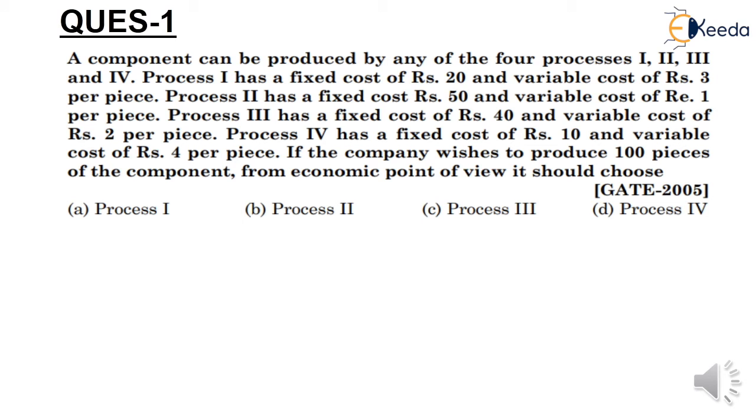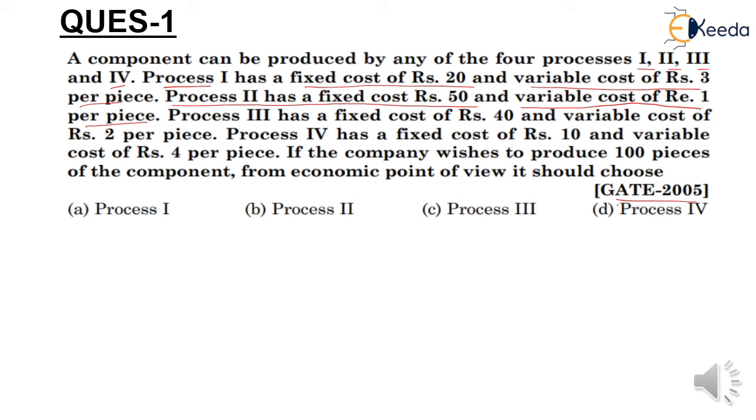Question 1. This question was asked in GATE 2005. Please read the question. A component can be produced by any of four processes: 1, 2, 3 and 4. Process 1 has a fixed cost of rupees 20 and a variable cost of rupees 3 per piece. Okay. Process 2 has a fixed cost of rupees 50 and a variable cost of rupees 1 per piece.